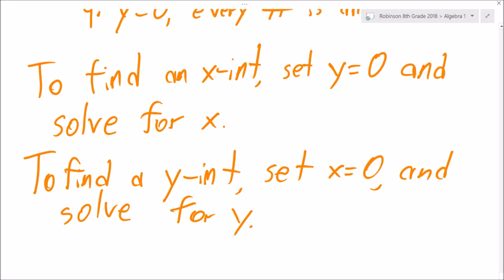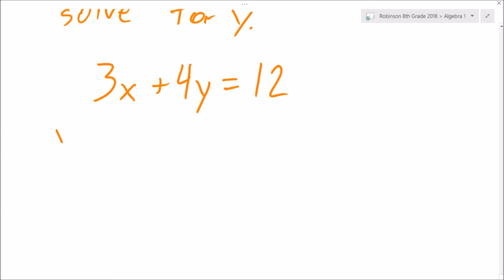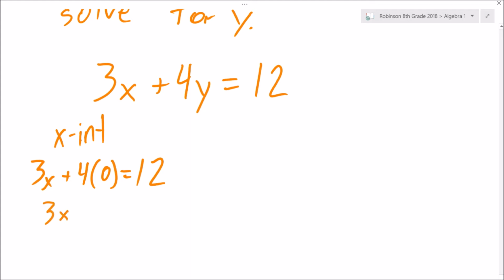Okay, so let's practice finding intercepts. I'm going to take my 3x plus 4y equals 12. To find my x-intercept, I'm going to replace y with a 0. So now I have 3x plus 4 times 0 equals 12. Okay, that gives me 3x. This becomes 0, so I don't have to write it, equals 12. Divide by 3, and x is equal to 4. That's my x-intercept. We'll talk about exactly what that means in a minute.